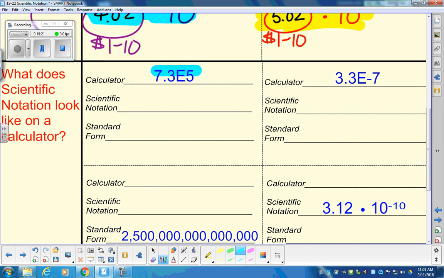So here's what the calculator displays sometimes. 7.3E5. And that's confusing to kids because they're like, well, what does the E mean? And that's really important that we talk about that in case you're solving a really big problem and you're not quite sure about that E. So 7.3 is the coefficient.